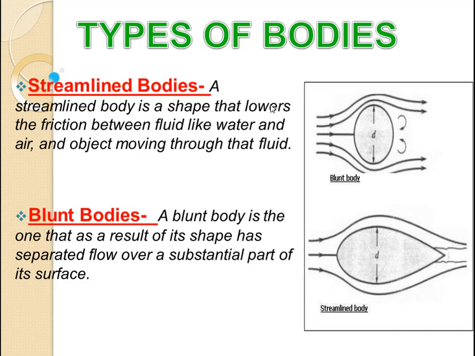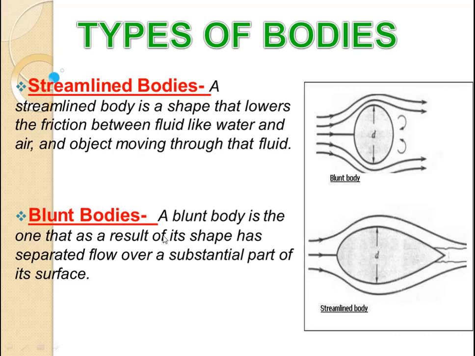A streamlined body is a shape that lowers the friction between fluid like water and air and the object moving through that fluid. A body which is placed parallel to the streamlines is called the streamlined body, which lowers the friction between the fluid like water and air and the object moving through that fluid, that means which is moving through the water or air.